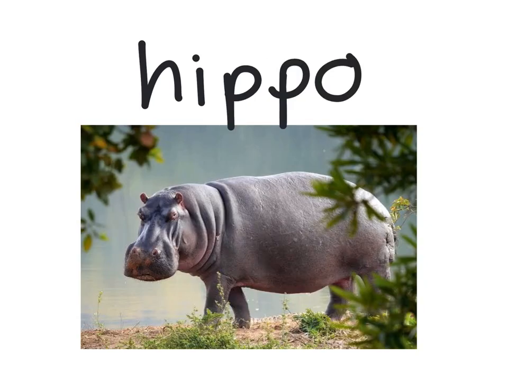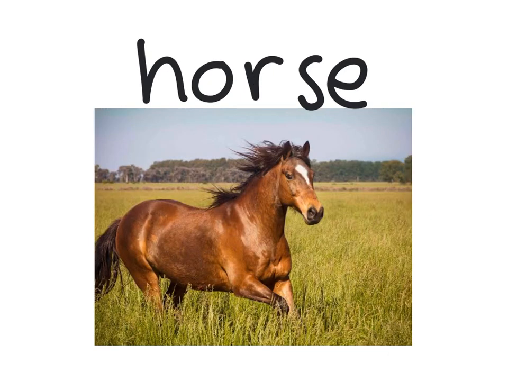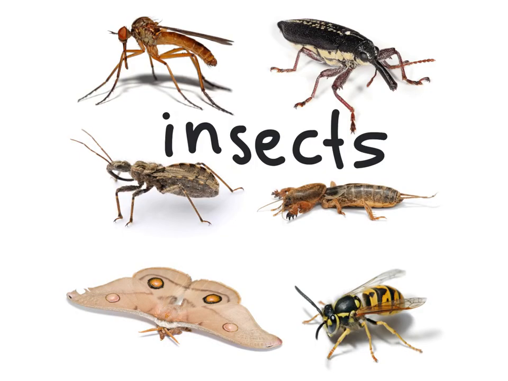Hippo. Horse. Again, we don't mention the letter R, okay? So it is horse. Insects. All insects have six legs. That's why spiders are not insects, because they have eight legs, and all insects have six legs.